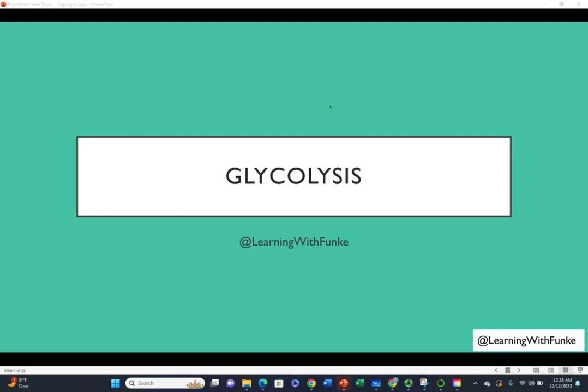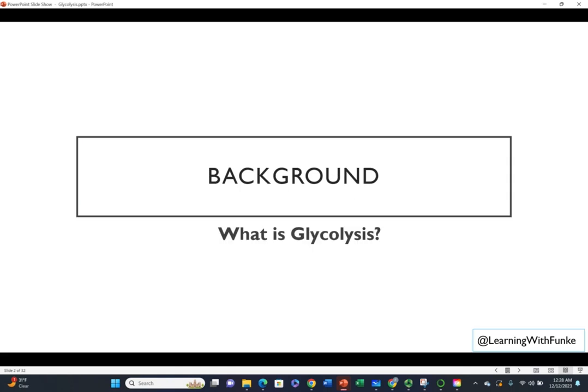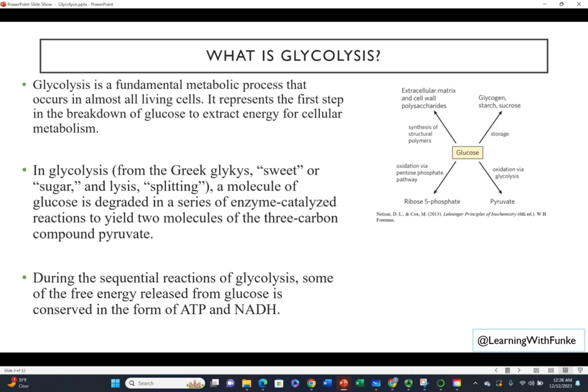Today we're going to be talking about glycolysis. And so for a quick background, what is glycolysis? Well, glycolysis consists of a series of steps, fundamental metabolic processes which all living cells undergo.